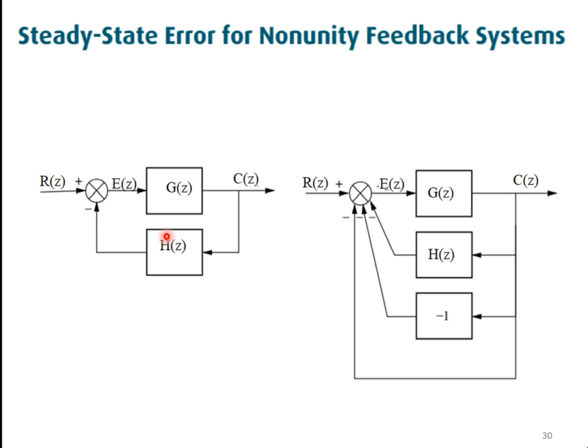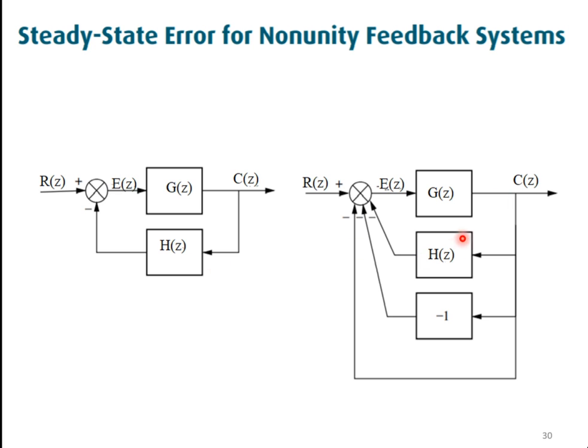So now if H(z) is not equal to 1, that means non-unity, how will you find the steady state error and also the static error constants Kp, Kv and Ka? That is the objective of this lecture. So here is the example that is given to you, where you have a feedback H(z) which is not unity.